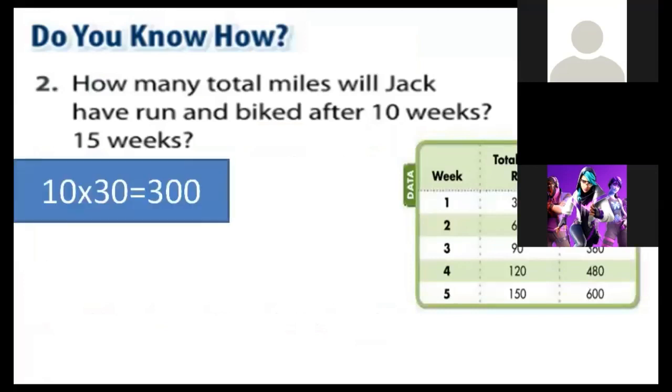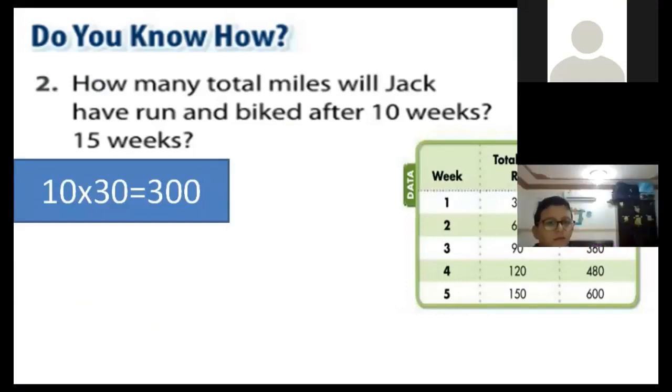Okay, this is the thing. My table ends with the 5th week. And he asks me in the question to calculate the miles after 10 weeks and also after 15 weeks. What can I do? I can extend my table in the same way and increase the same amount, but it will be a lot of steps and a lot of time. I advise you to multiply the amount you deduced from the rule.